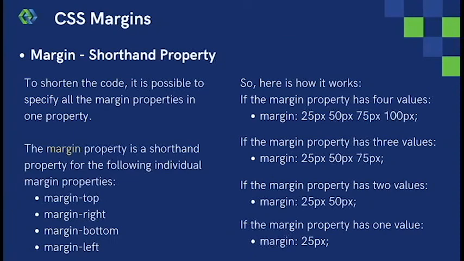So, margin shorthand property. To shorten the code, it is possible to specify all the margin properties in one property. The margin property is a shorthand property for the following individual margin properties: margin-top, and so on. Same as the border. So if the margin property has four values, it works the same as the top, right, bottom, left.